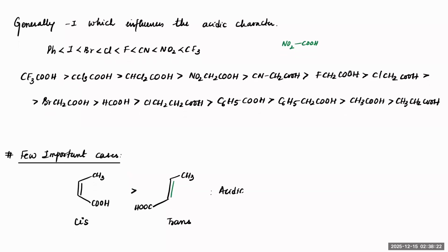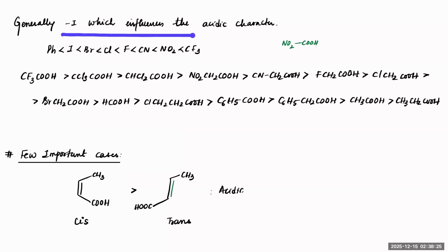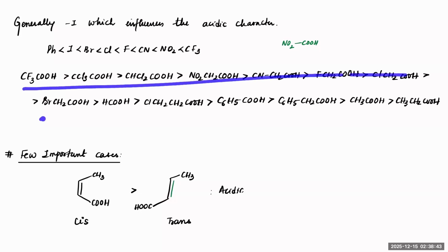And see next, if it comes to minus I generally, which influences the acidic character. So overall minus I effect, if you compare, this is the order you will get. CF3 is strongly withdrawing, then NO2, then cyanide, fluorine, chlorine, bromine, iodine, and phenol. Now that is a list which we have drawn here.